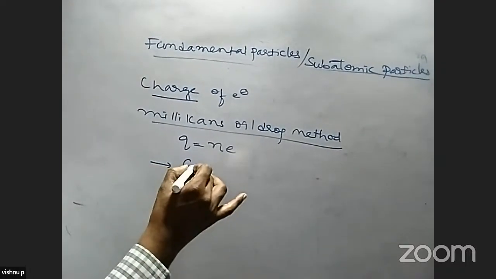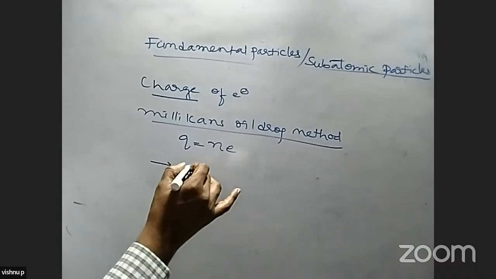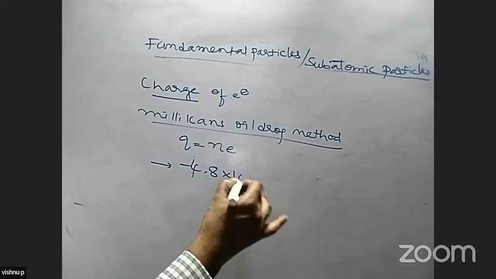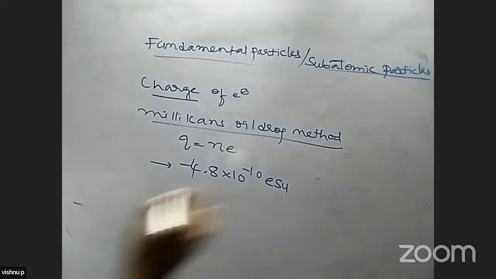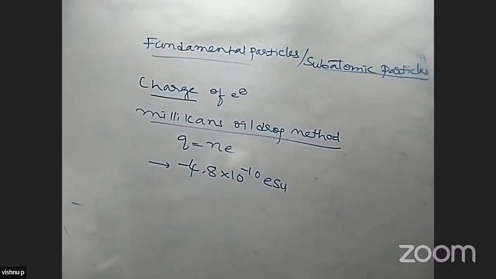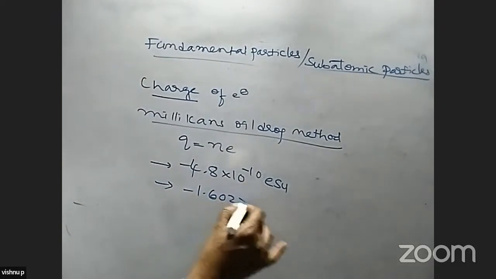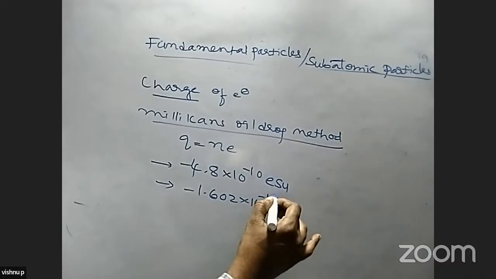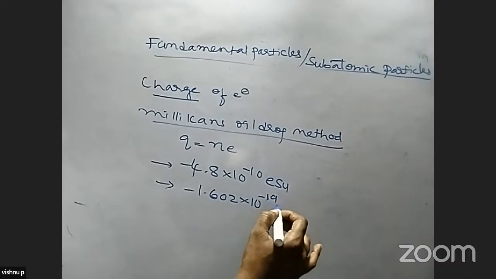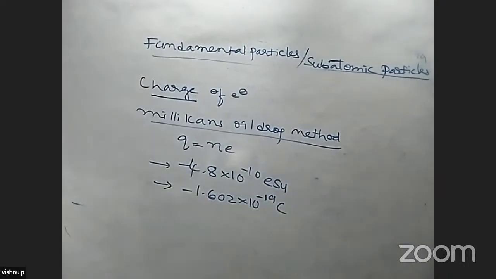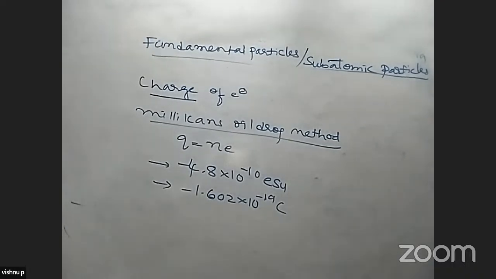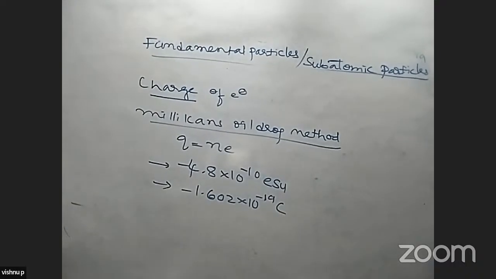That is equal to minus 4.8 into 10 to the power of minus 10 electrostatic units. And one more unit is minus 1.602 into 10 to the power of minus 19 coulombs. This is the charge of electrons. So charge of electron is measured with the help of Millikan's oil drop experiment method.